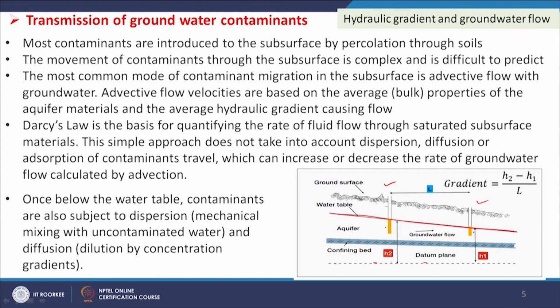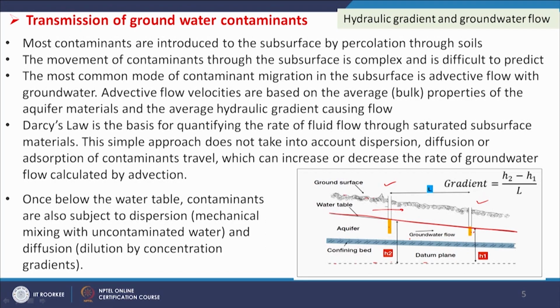If we consider two points, point 1 and point 2, in between, the height is more here. So, water will be flowing through this. It may be below the water table or maybe above the water table. This is your groundwater surface, this is your water table. Here also the transmission of the water pollutants will be there, and here also the transmission of the water pollutants will be there.